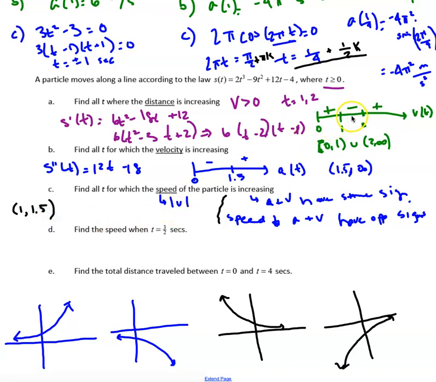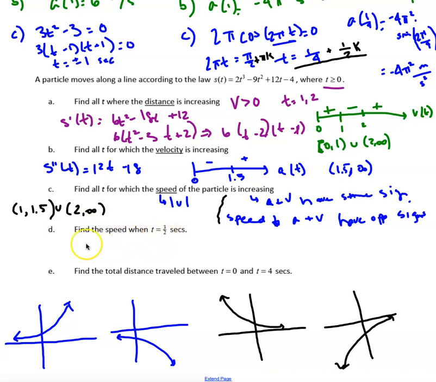Now let's keep going. From 1.5 to 2, velocity is negative, but acceleration is positive. Opposite signs means speed is decreasing. From 2 to infinity, velocity is positive, acceleration is positive. Same sign, so speed is increasing. So 2 to infinity. Those are the intervals for which speed is increasing.